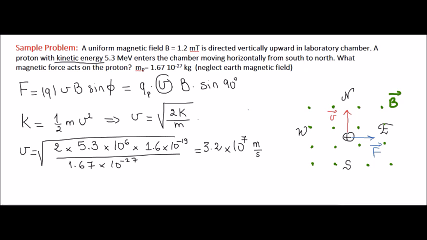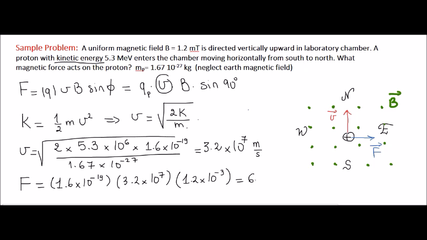Now, what is the force? So I plug V into this equation. So I get the force is equal to the charge of the proton, 1.6 times 10 to the power minus 19, that's the unit charge, the elementary charge, times V, 3.2 times 10 to the power 7, times B, 1.2 times 10 to the power minus 3. And this gives you 6.1 times 10 to the power minus 18 newton. So that's how we solve this problem.